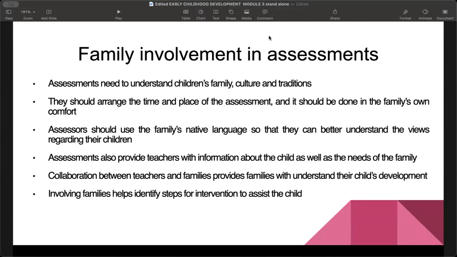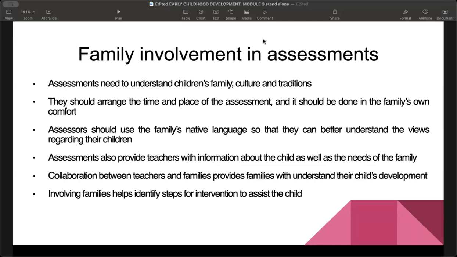And then we say collaboration between teachers and families. Provide families with the understanding that the child's development is of utmost importance to us. All right. And also we say lastly, involving families helps identify steps for the intervention to assist the child. So when you're having these different functions at school, it could be a simple thing as creating something called a grandparents day, and you can actually sit with the individual grandmothers and grandfathers, and you can discuss things with them that you maybe find boggling, or that you are struggling with, to understand why the child does a certain thing in a certain manner, and you can get more insight.